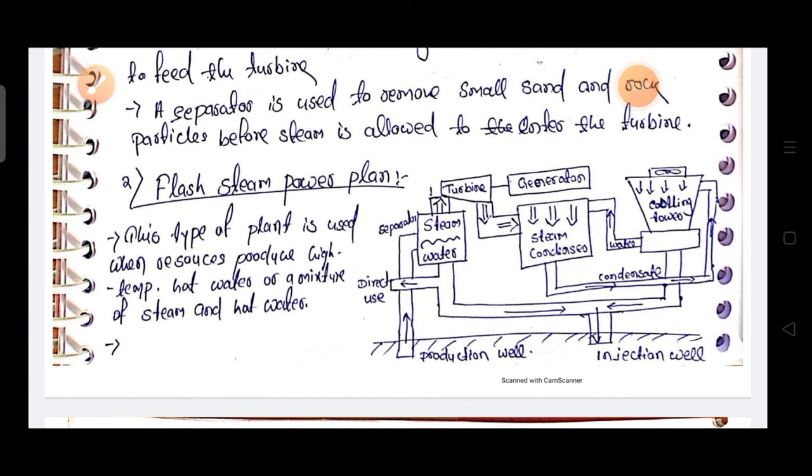Okay, firstly, from the production well, we get a stream of hot water. Then we feed this hot water to the separator. I told you previously that we use a separator in the direct steam geothermal plant. Here also we use a separator which separates small or big rocks from these sources, like hot water sources. Then from the separator we get hot steam which is fed to the turbine, and from the turbine we connect a generator to get electricity.